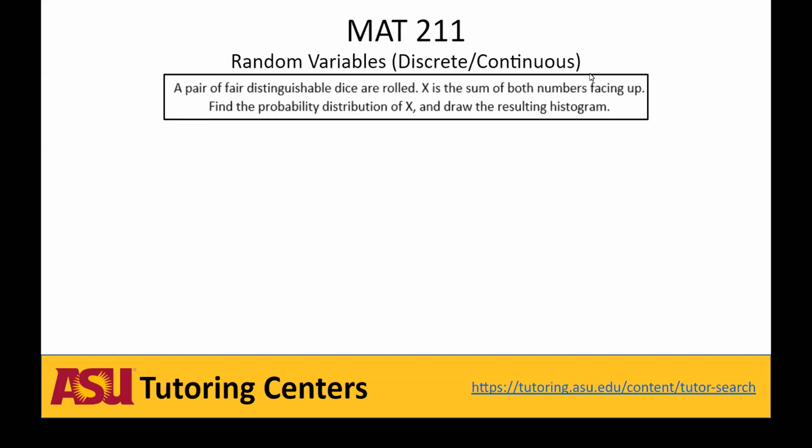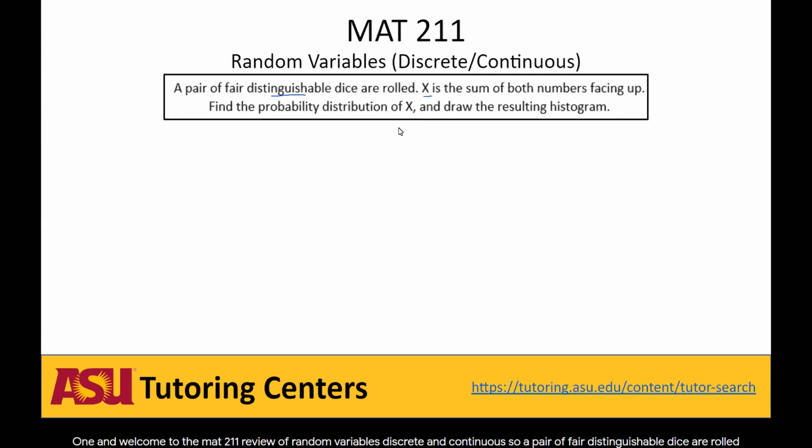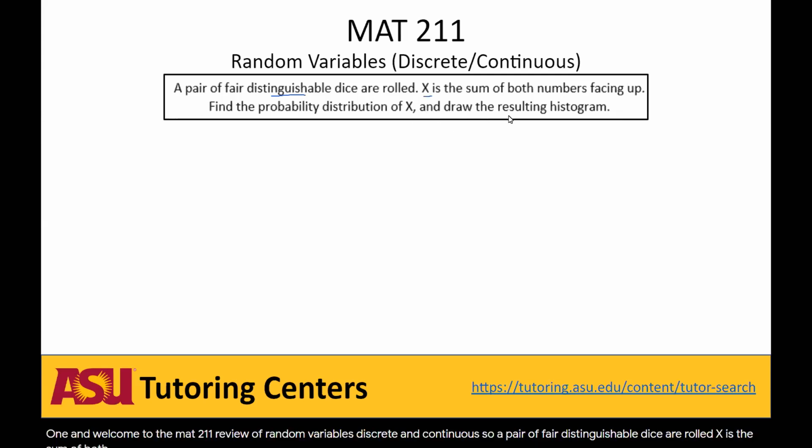Hi everyone, and welcome to the MAT 211 review of random variables, discrete and continuous. A pair of fair distinguishable dice are rolled. X is the sum of both numbers facing up. Find the probability distribution of X and draw the resulting histogram.